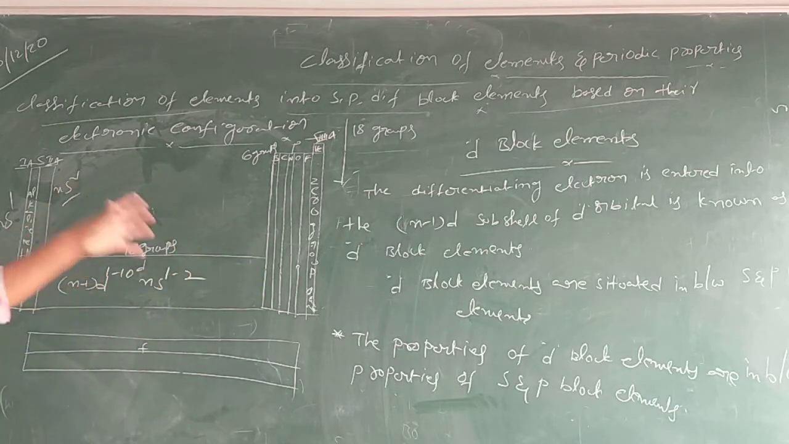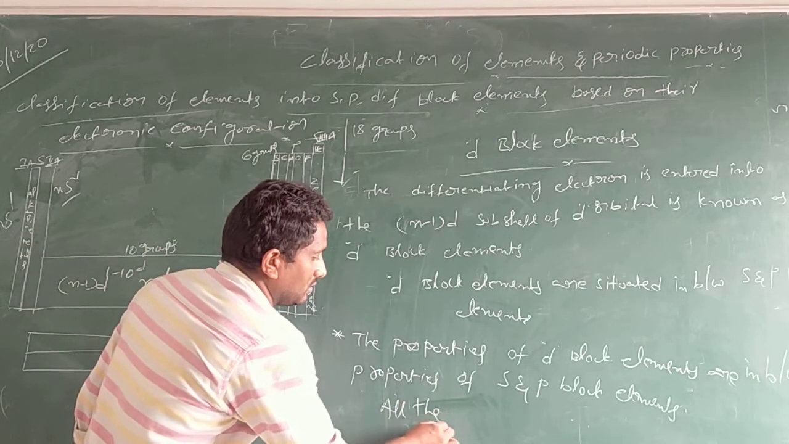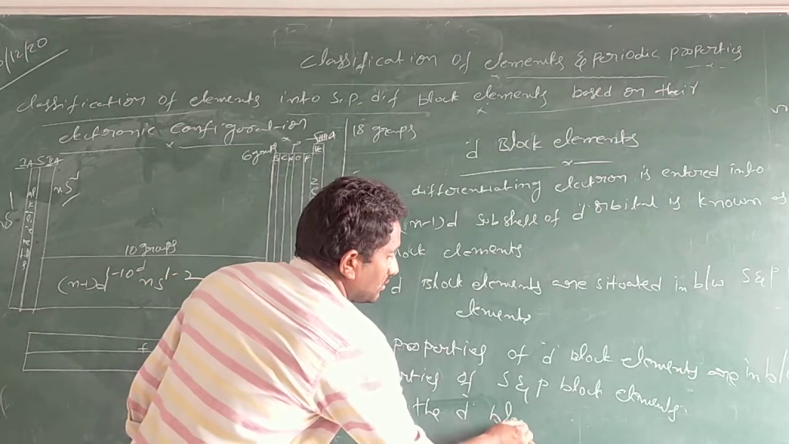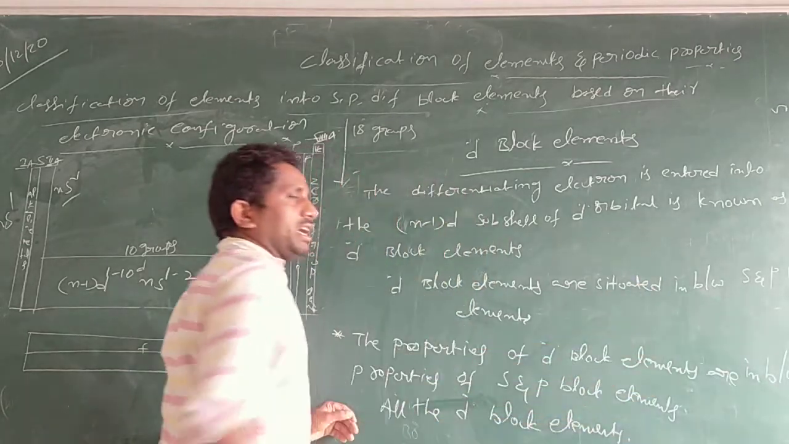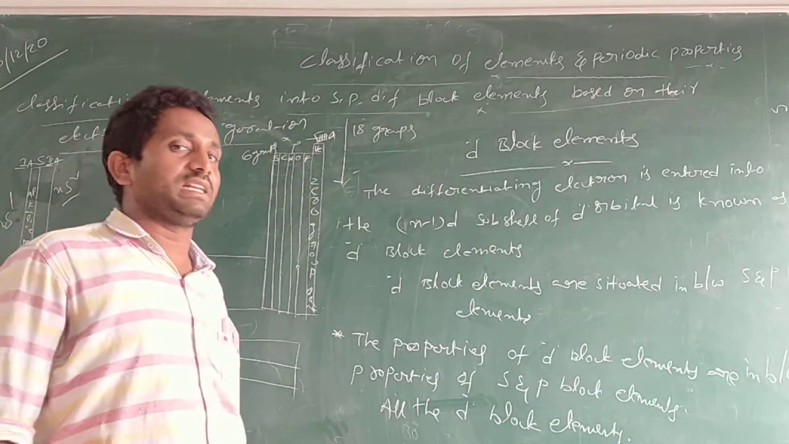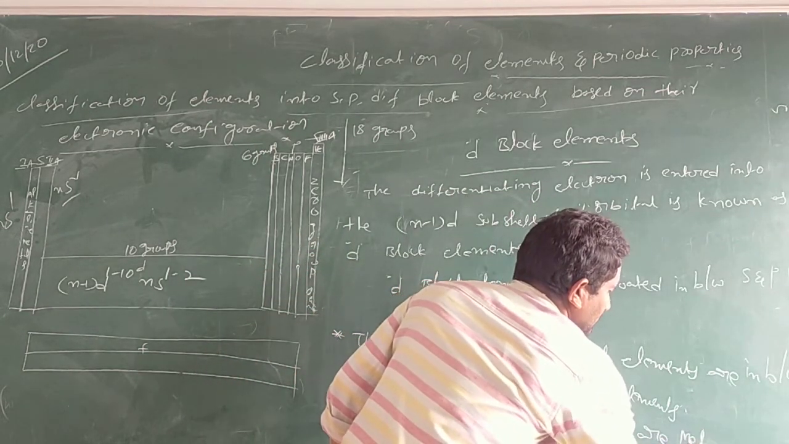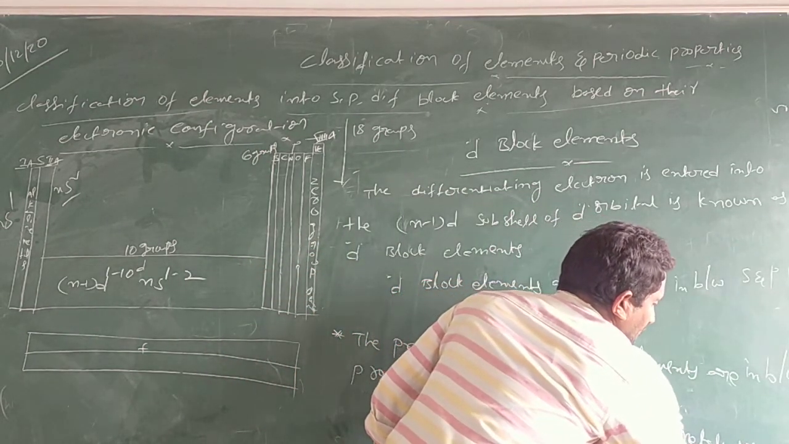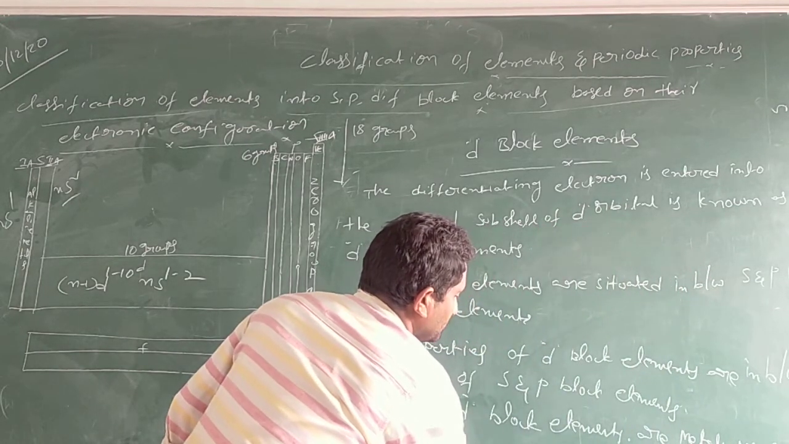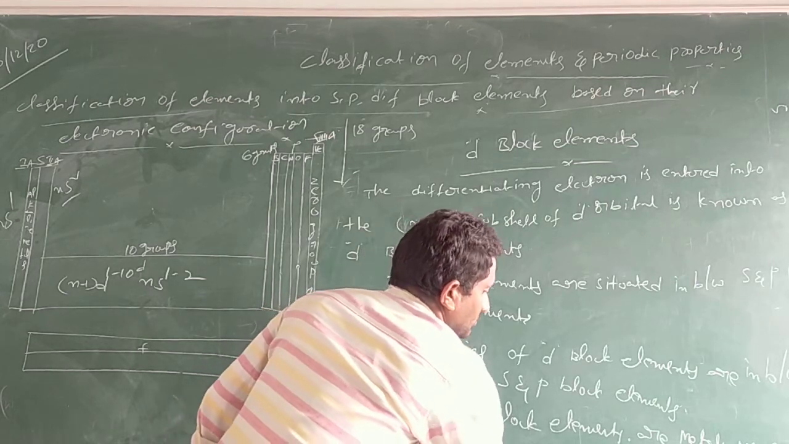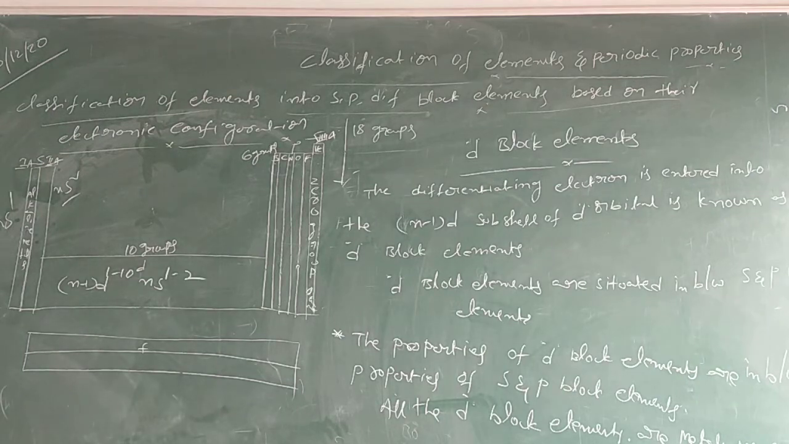All the D block elements are metals. Among all the elements, there are metals, non-metals and metalloids. D block elements are metals, not non-metals or metalloids. So these are the D block elements.